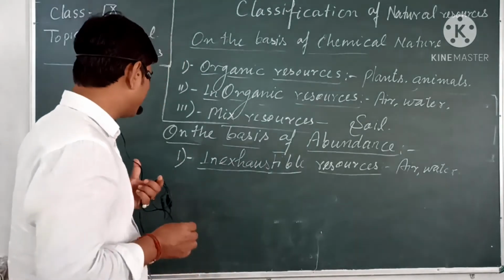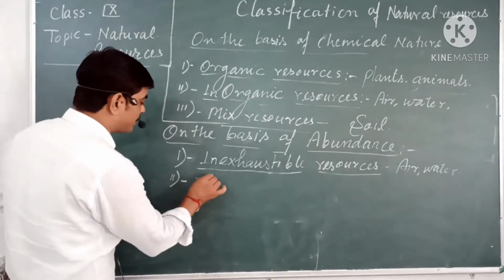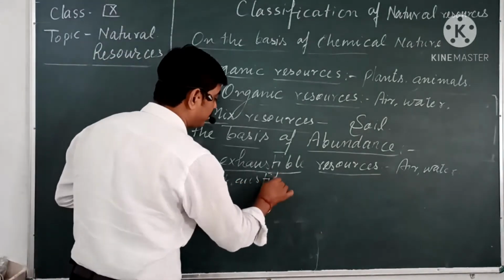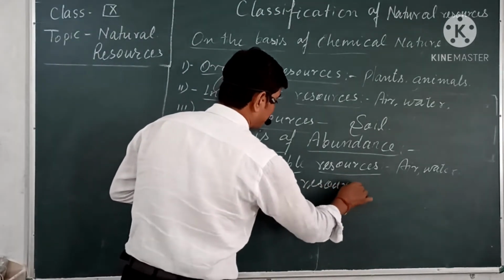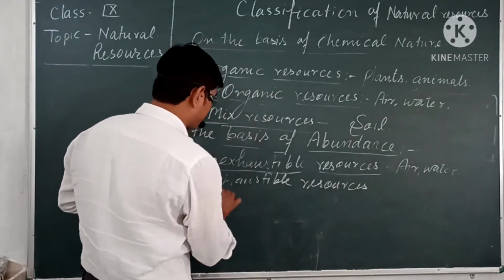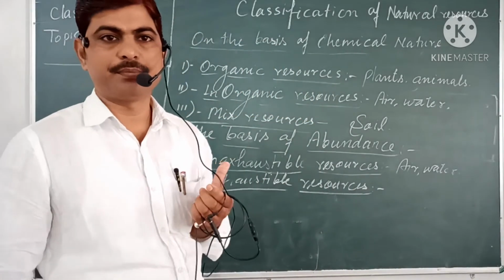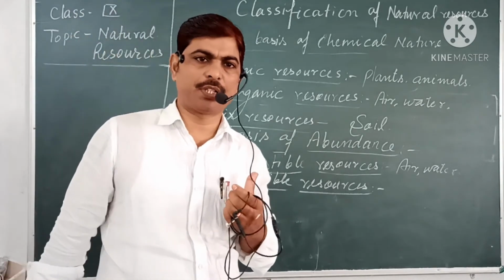These are those resources which are abundant in amount and they cannot be used up. Okay, and the second is exhaustible resources. Exhaustible resources are those which can be used up. Okay, जो एक बार खत्म हो सकता है यूज करते करते.